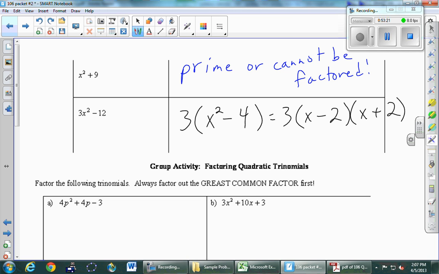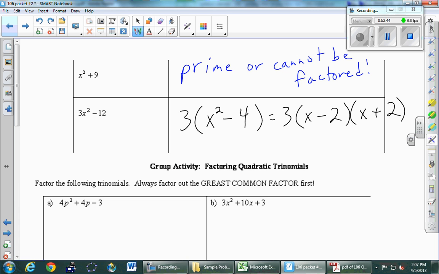For my benefit, can you guys give me a sense? How much, if any, of this factoring out did you do in 105? Did you do any of that in 105? Okay. All right, any questions on this brand new formula?